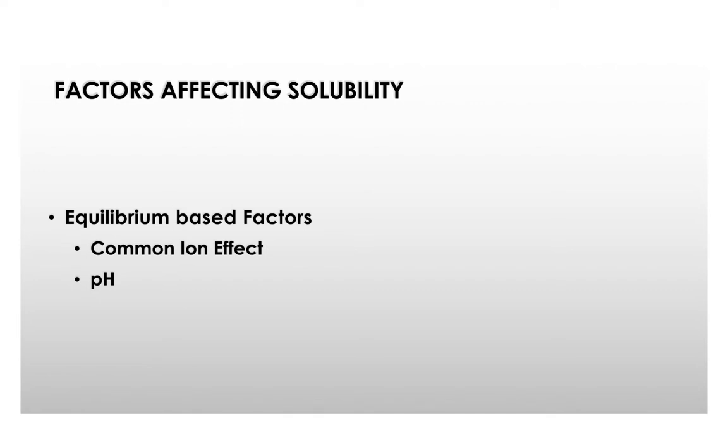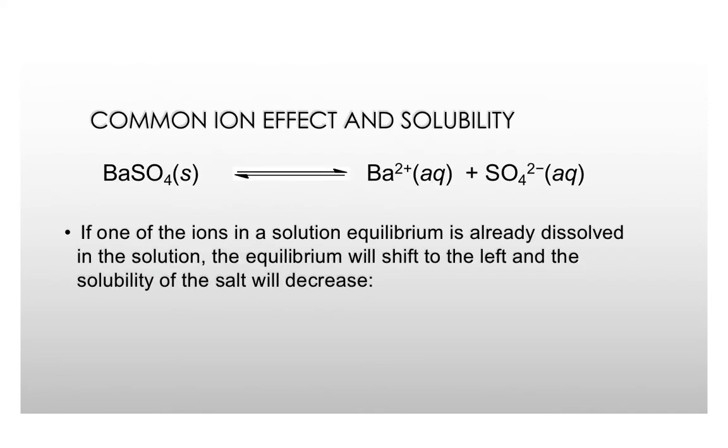So today and tomorrow, we're going to get into two factors that we've not discussed before because they have to do with equilibrium. The very first one is called the common ion effect, which is what you learned about in your POGL today. Here's the gist of the common ion effect. If one of the ions in a solution equilibrium is already dissolved in the solution, the equilibrium will shift to the left and the solubility of the salt will decrease.